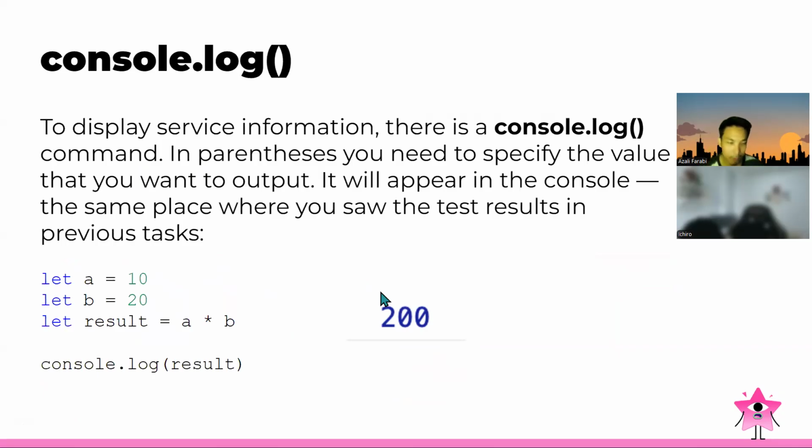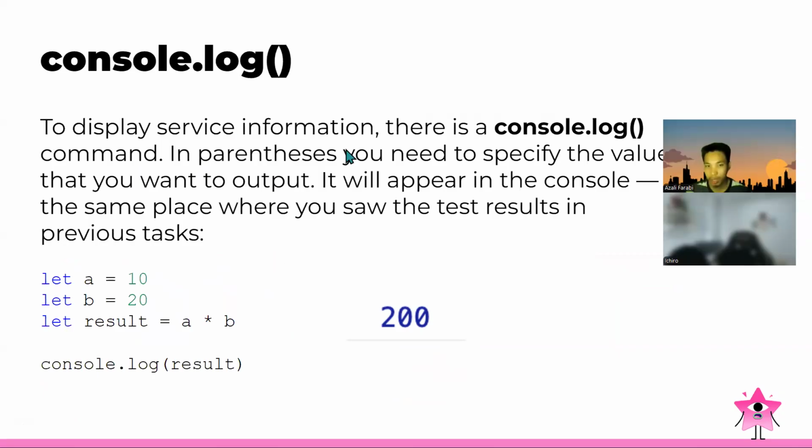Well, when you want to display something inside your console or terminal, you can use console.log. In Python, we call it a print function. But in JavaScript, we call it console.log. And this basically will display a value for you.